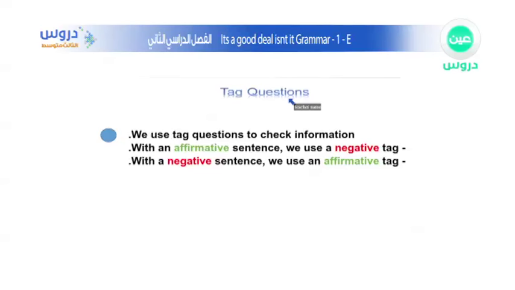Tag questions. Tag questions are the type of questions we have at the end of a statement, either if it is negative or affirmative. We use tag questions to check information. With an affirmative sentence, we use a negative tag. With a negative sentence, we use an affirmative tag, as we have mentioned previously.